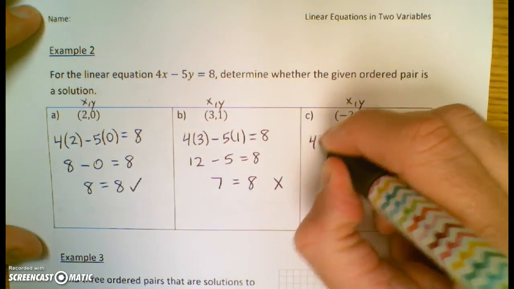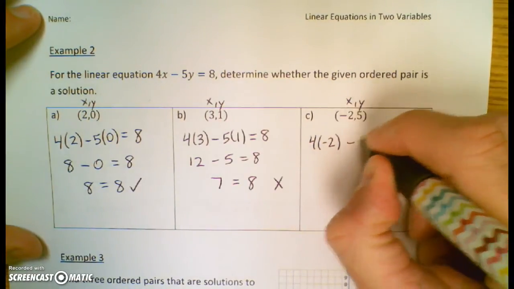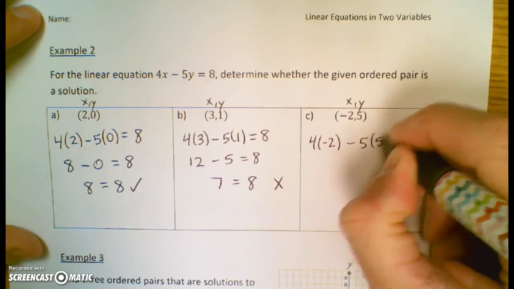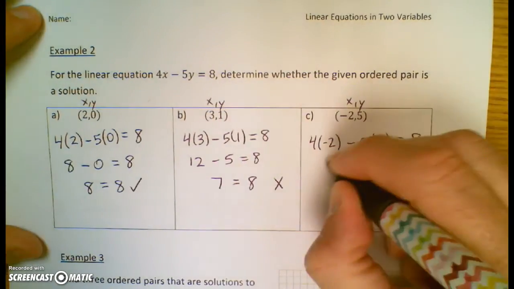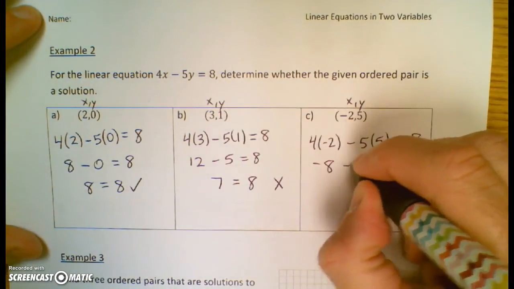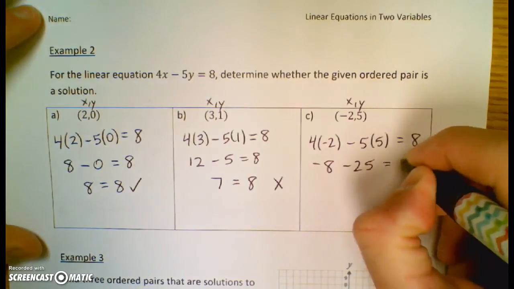Next one, 4 times -2 minus 5 times 5. This gives me -8 minus 25 equals 8.